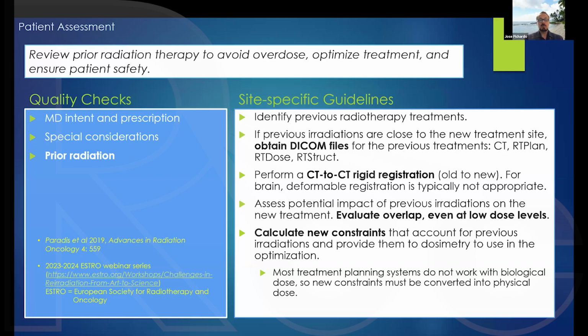You should also try, when possible, to calculate new constraints for the new plan. This will help dosimetry create a plan that is more in line with consideration of the previous doses that some of the organs have received. All right. Now, the challenge with this is that most treatment planning systems do not work with biological dose, which is the correct dose to use when you're adding doses from different plans, particularly when these plans were calculated with different fraction sizes. All right.